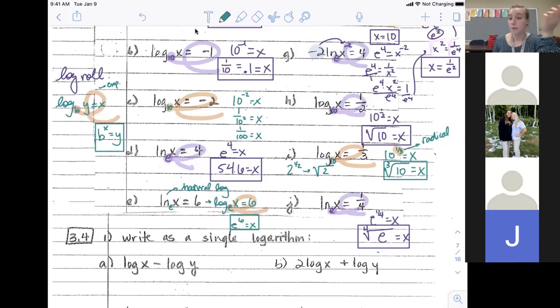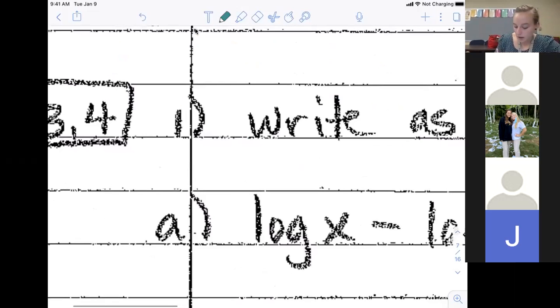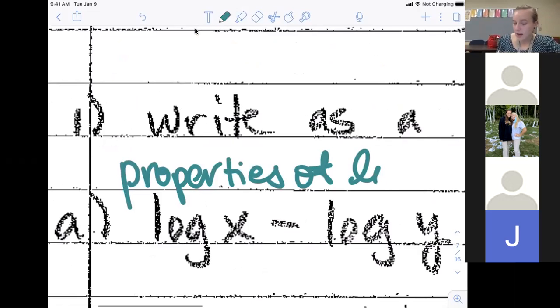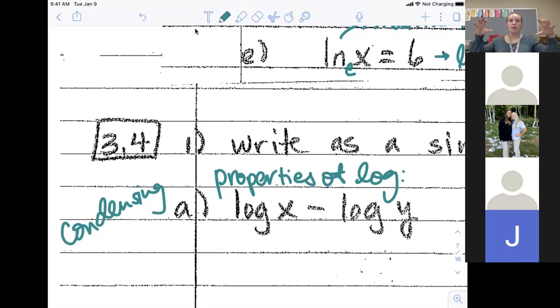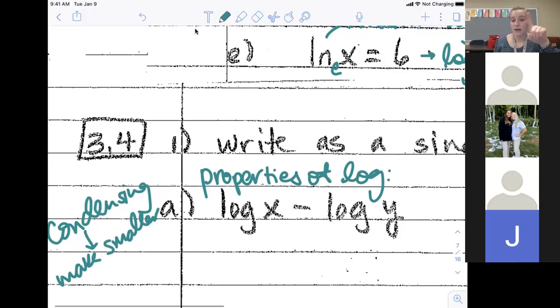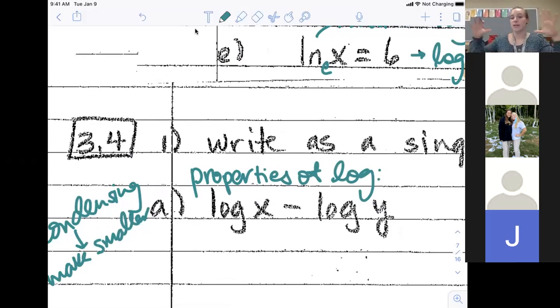Okay, so now we're going to get into 3.4, and it says write as a single logarithm. What we're technically doing here is using properties of logs. I'll list them above the problem so we have a list at the top. What this is basically doing is condensing. Condensing means to make smaller or shrink down. This means that we're putting it in just one log. So we're only going to have the word log written once on all of these, because we're taking a longer expression and making it something smaller.